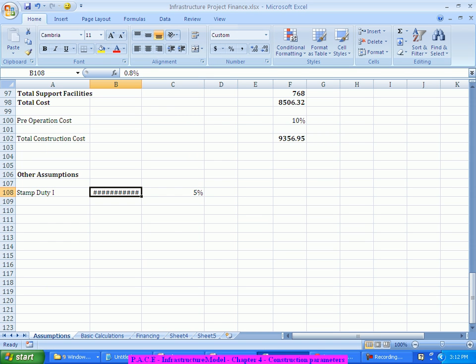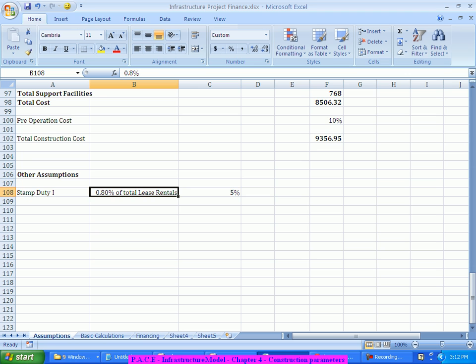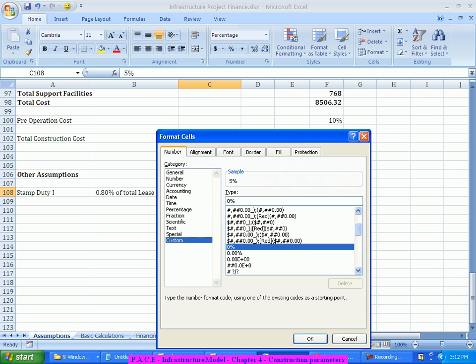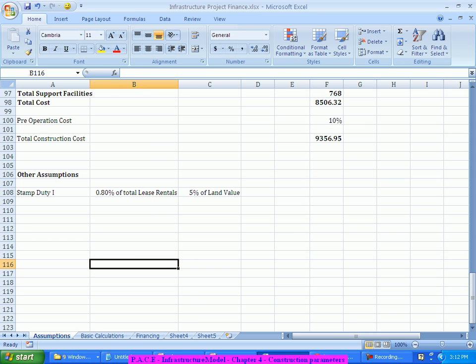So this will show me as 0.8% of the total lease rentals or 5% of the land value. I'll format this also as a part of the custom of land value, just to make things slightly usable. So as a part of the assumptions, I am saying this number is 0.8% of the total lease rentals.